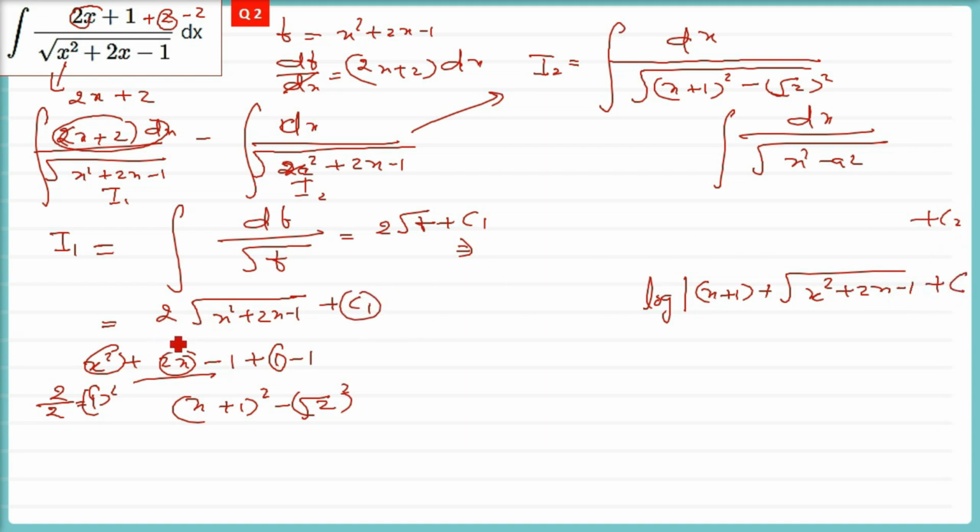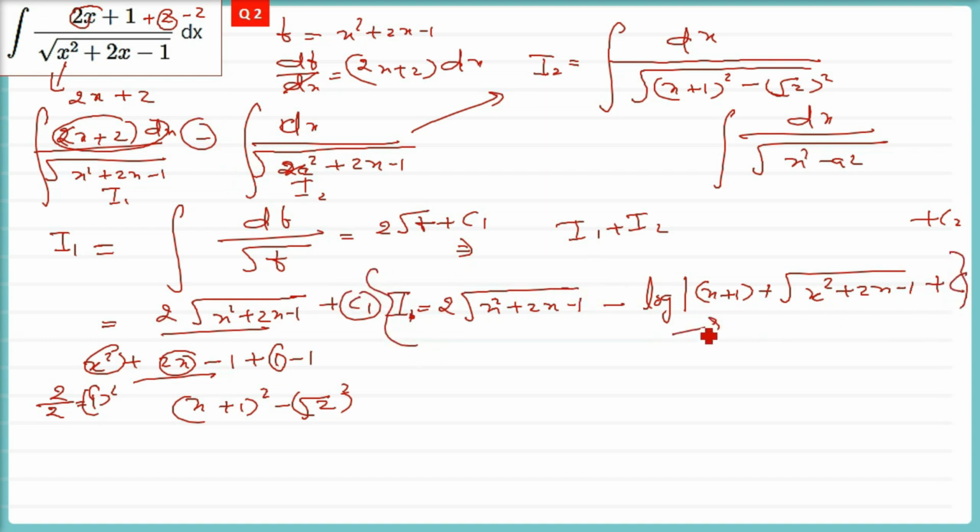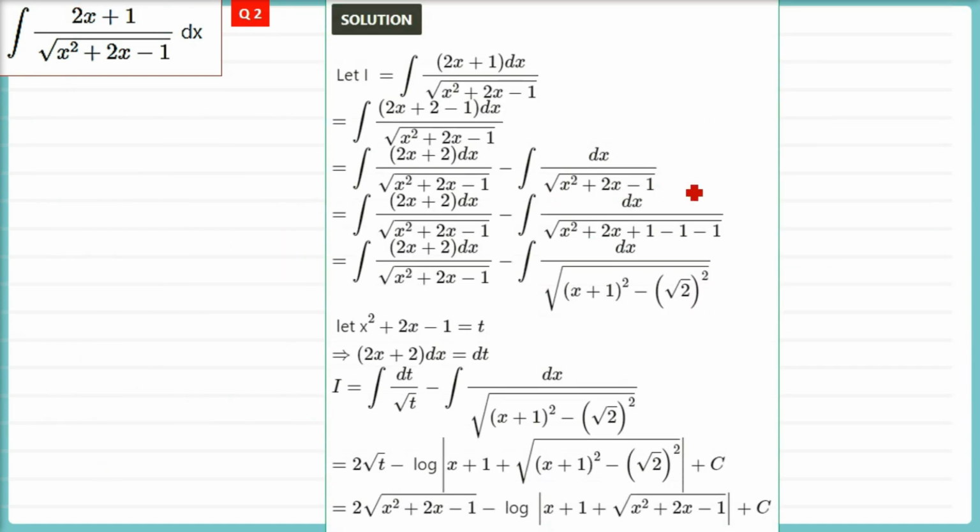This is I2. We have to add I1 here. So I'm writing I here only. Actually, I was I1 plus I2. This I1 we have already computed, which is 2 under root x square plus 2x minus 1. So just add these two, or do we have to subtract? Yes, it's negative, so subtract, and this is the final result. C1 plus C2 we have already called capital C.